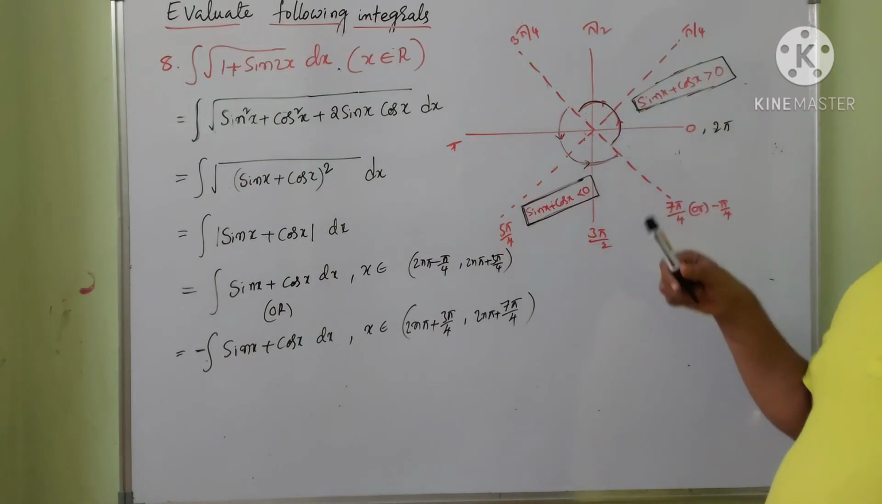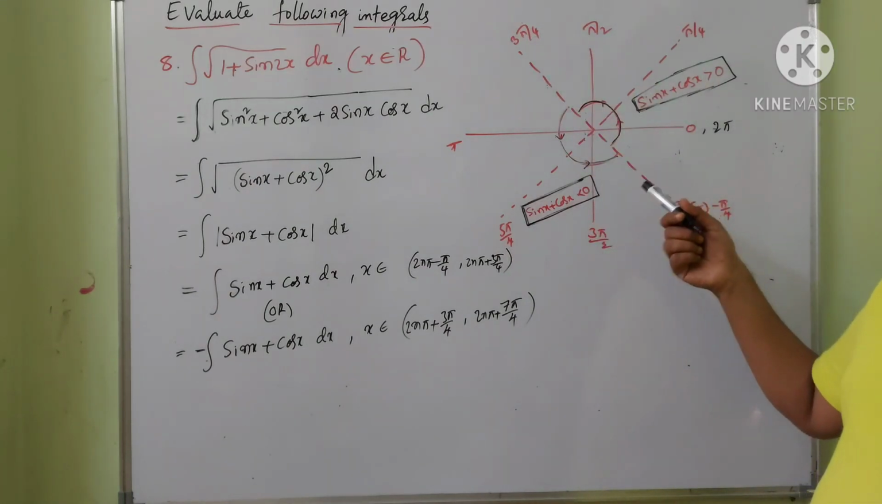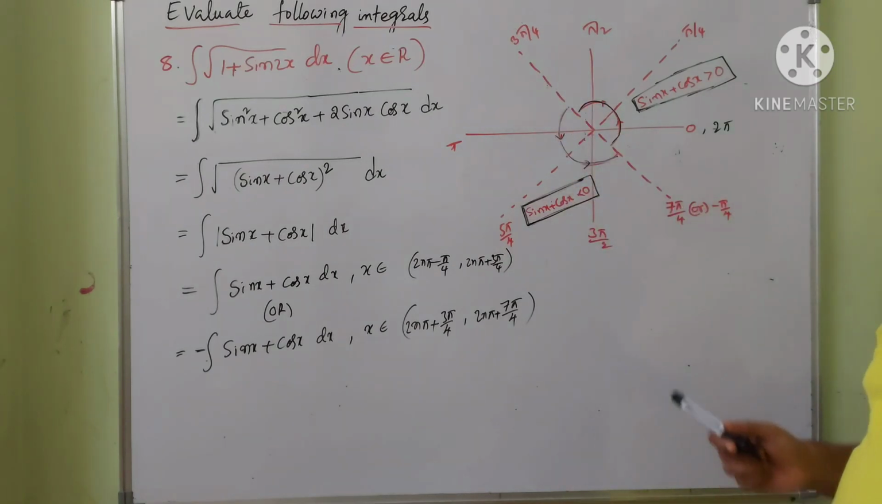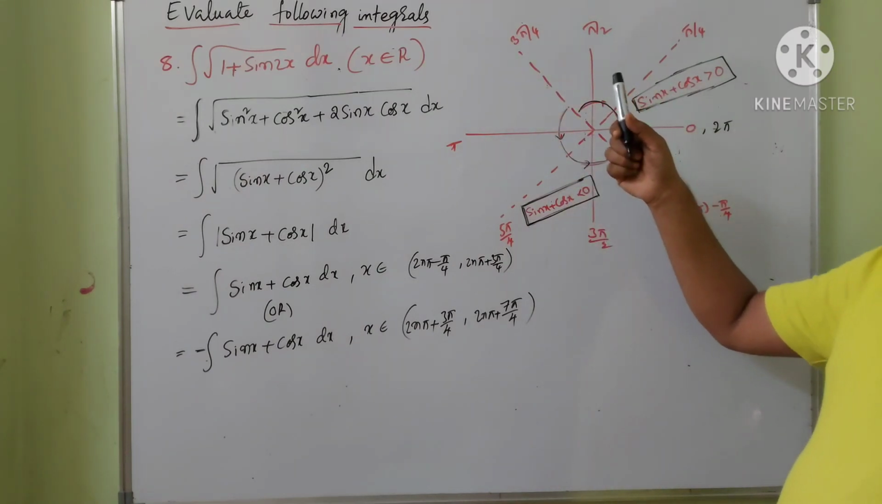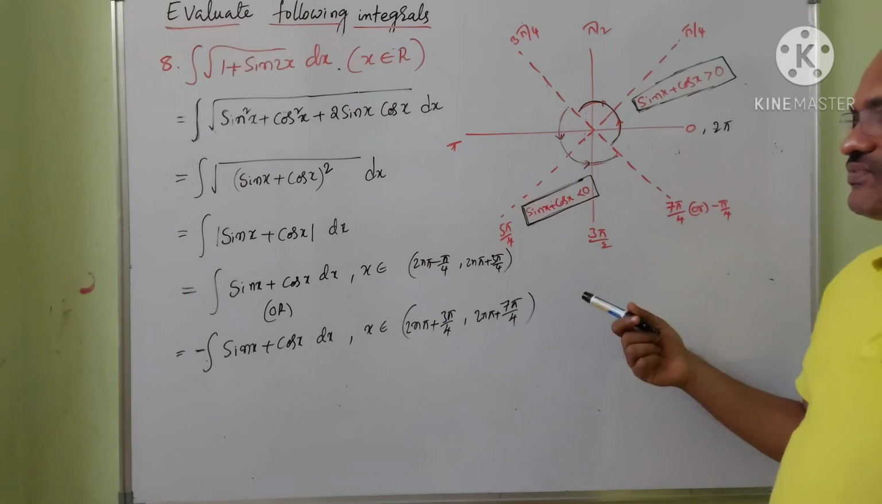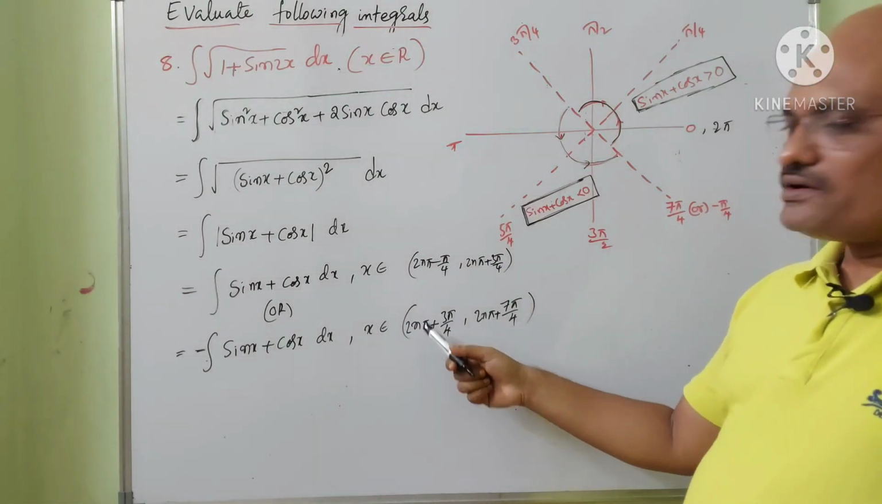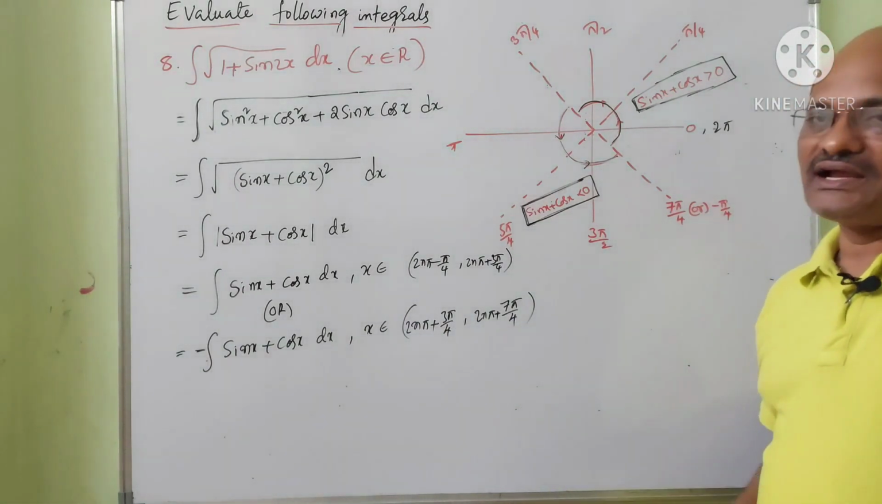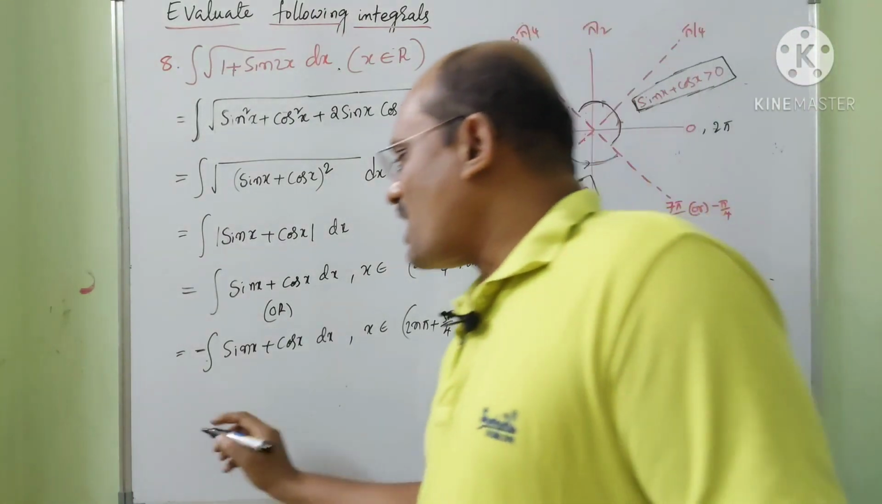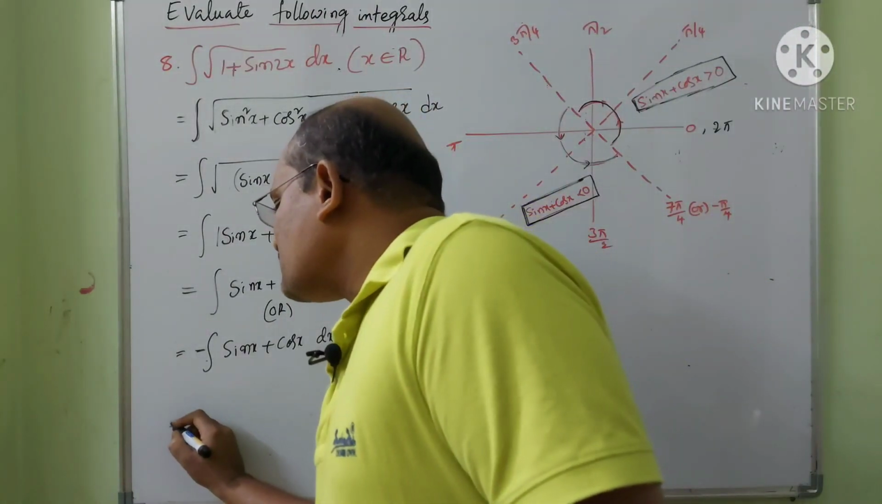For second round, what do you have to do? You have to add 2 pi at both ends. For 2 rounds, you have to add 4 pi. So for n rounds, you have to add 2n pi for both the ends. Now the answer can be explained like this.